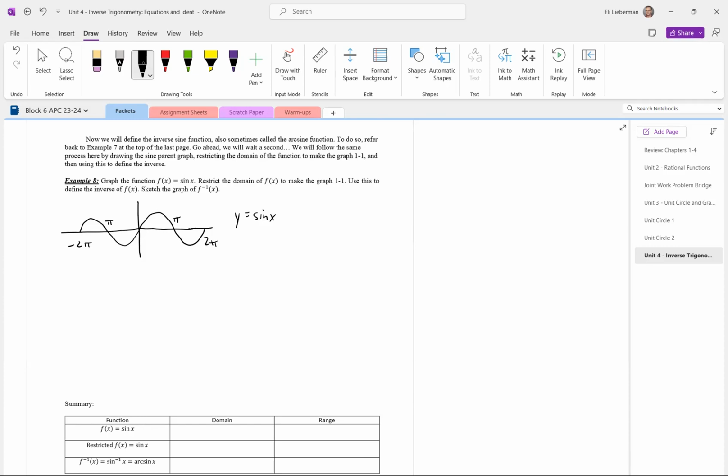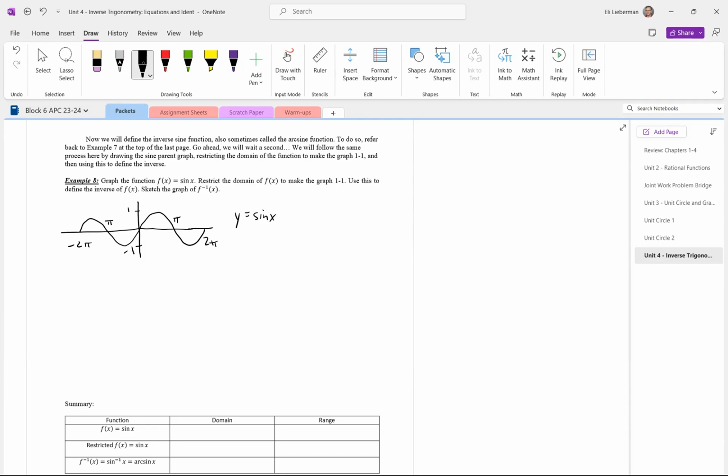Good job. I think I should label my y-axis. Did you label yours? Is sine one-to-one? Obviously not. It's very definitely not one-to-one.